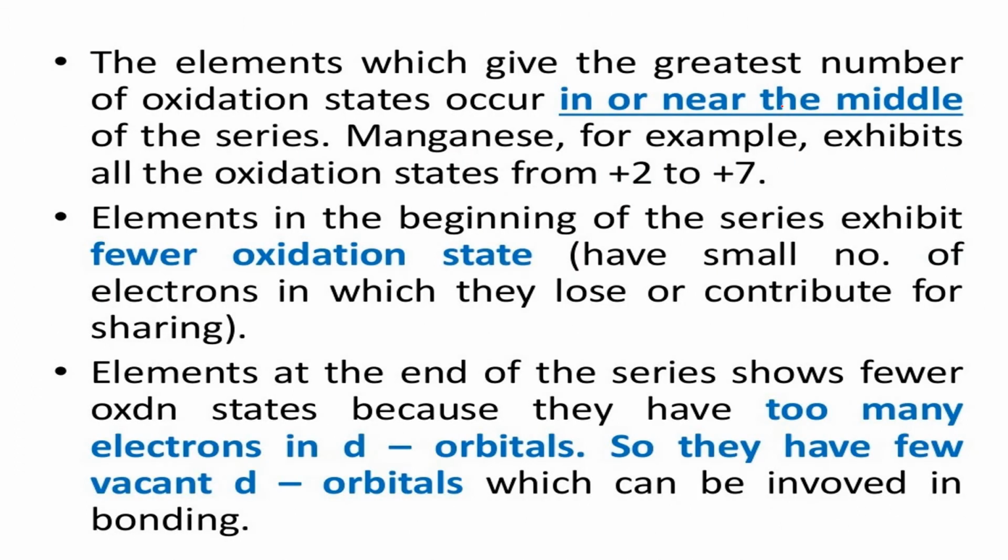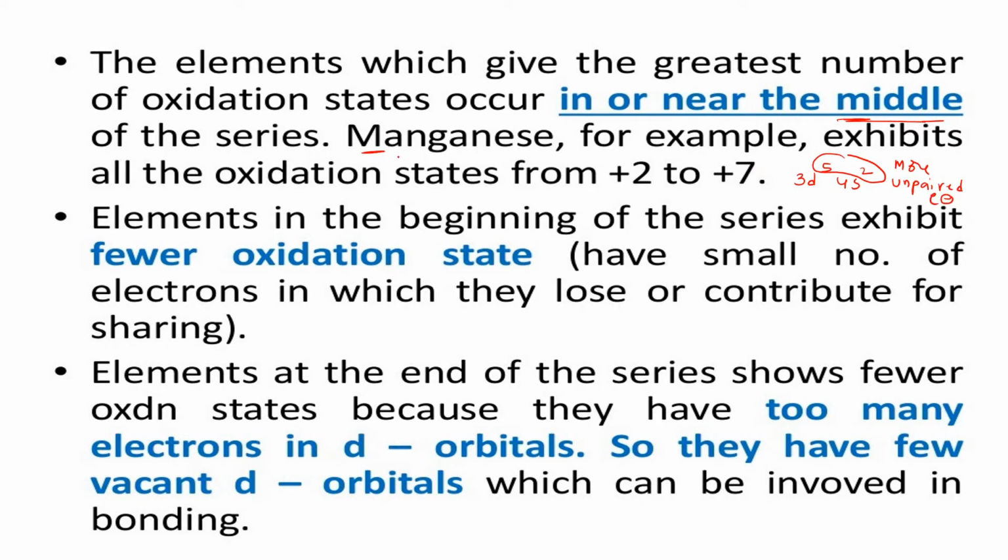Whenever they are in the middle, what happens? Take one example, manganese. Manganese configuration is 3d5 4s2. It has more unpaired electrons. It has the greatest number of oxidation states because of the greater number of unpaired electrons here. So it is exhibiting more oxidation states.